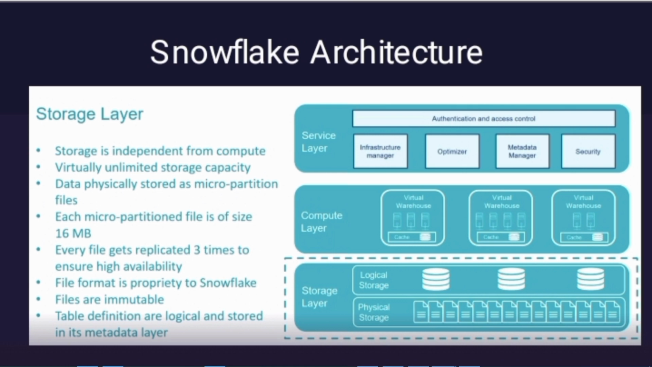Each micro partition file is about 16 MB, and every file gets replicated 3 times to ensure high availability. Replicated means it is basically duplicated, so copies of every file are made 3 times to ensure high availability and performance. The file format is proprietary to Snowflake, whether the source is CSV, PSV, TSV or whatever the file format is. Files are immutable, as I told you in micro partitions: they cannot be changed once the data is inserted in the tabular or columnar format.